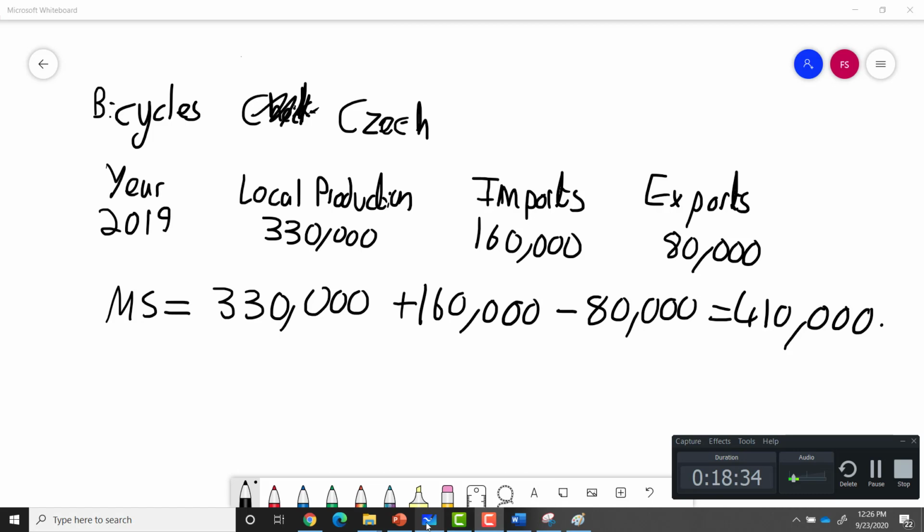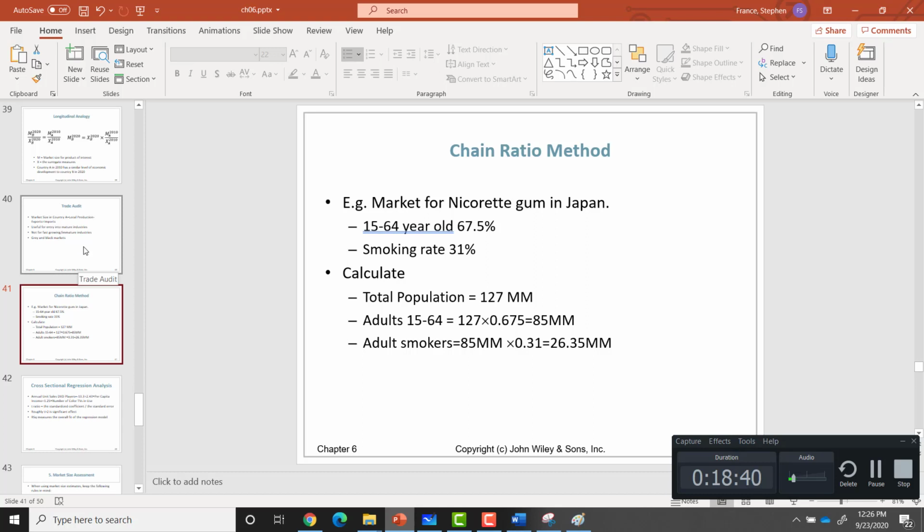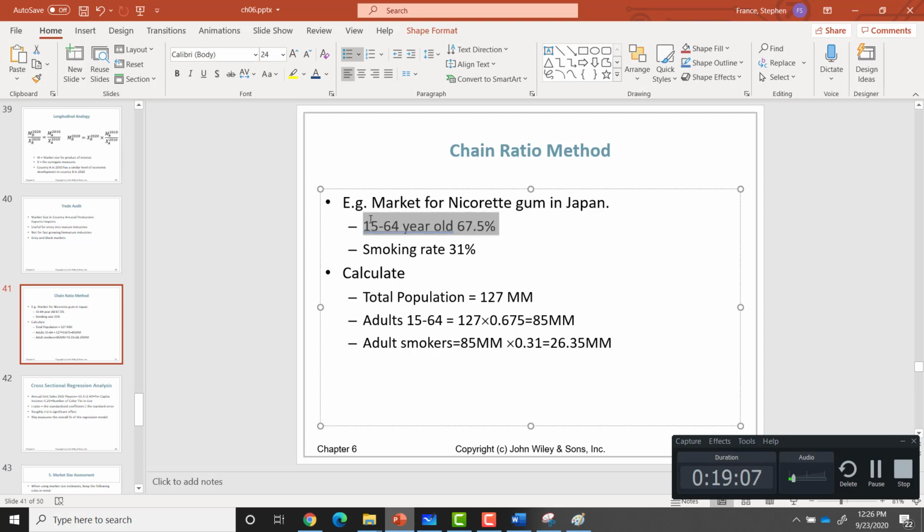Okay, so we go to the final one, and that's going to be the chain ratio method. Basically what we're trying to do is start off with our population, and then hone it down. So imagine that I'm trying to sell Nicorette gum in Japan. And I think our market for this is people within the ages 15 to 64. And so that's 67.5% of the population.